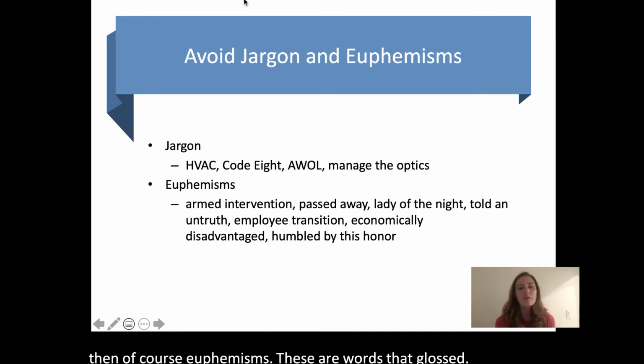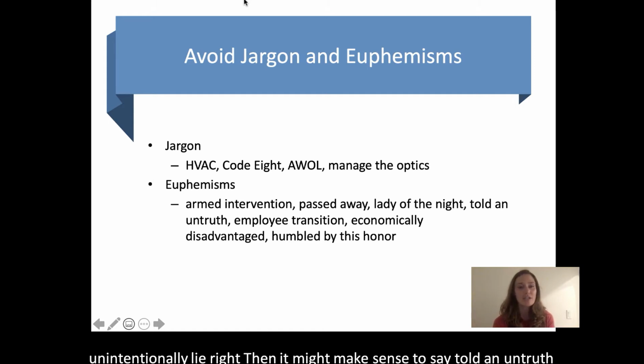Things like economically disadvantaged. It's okay to say poor. Humbled by this honor. That's one of my least favorites. Really what the person means to say is, I'm proud of this, but instead they say humbled by this honor. Told an untruth. What does that mean? A lie. Now, there are some times when somebody might unintentionally lie, right? Then it might make sense to say told an untruth. But if you're trying to sugarcoat a lie, don't call it a lie.